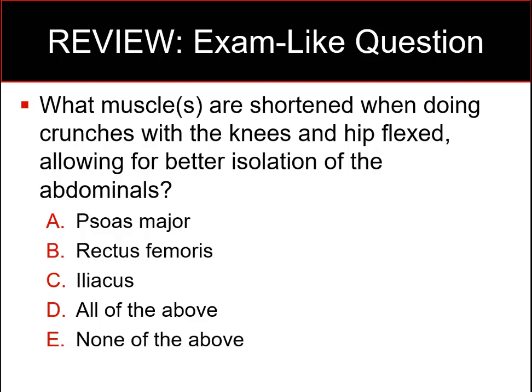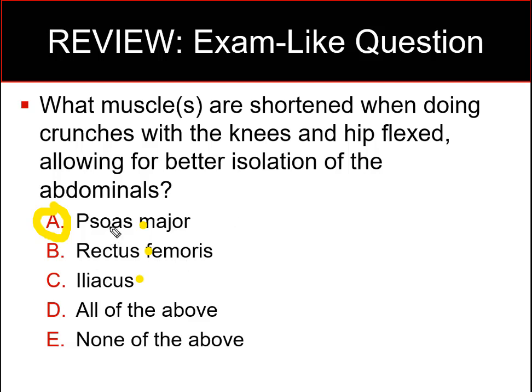What muscles are shortened when doing crunches with the knees flexed and the hips flexed, allowing for better isolation of the abdominals? And the answer here is psoas major. And the reason why the psoas major and not the rectus femoris or iliacus is that all three of these muscles are hip flexors. So you might want to say all of the above or none of the above, but this is looking at the passive and active insufficiency.